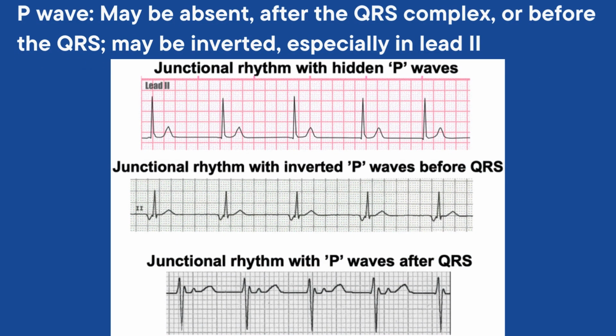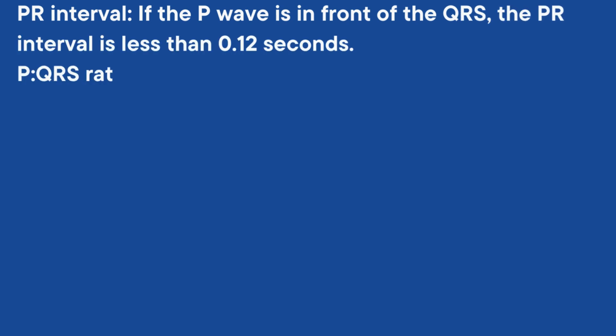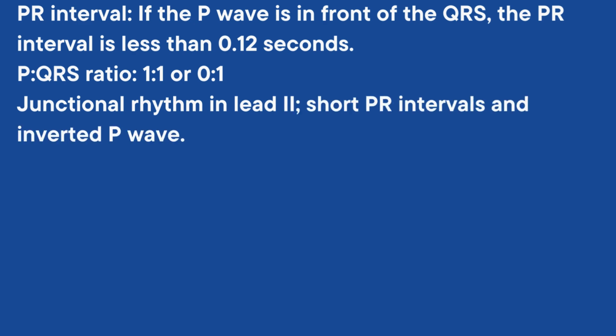The P wave may be absent, or after the QRS complex, or before the QRS, and may be inverted, especially in lead 2. If the P wave is in front of the QRS, the PR interval is less than 0.12 seconds. P to QRS ratio will be 1:1 or 0:1. In junctional rhythm in lead 2, short PR intervals and inverted P waves are seen.